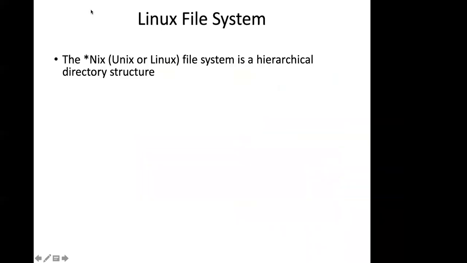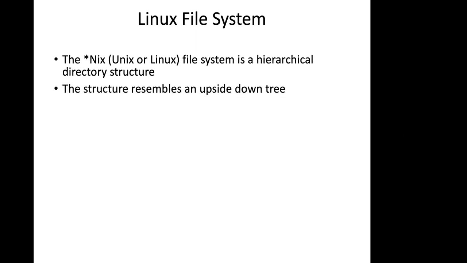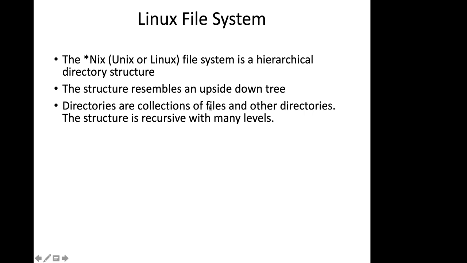And what is a Linux file system? It's basically a hierarchical directory structure. The moment you say *nix, it means that it's either Unix or Linux, one of these operating systems. But as I said, Linux is inspired from Unix, and they built the complete kernel similar to what is there in Unix. So the entire Unix file system is a hierarchical directory structure. When I say hierarchical, it has multiple levels. The structure resembles an upside down tree, like an inverted tree.